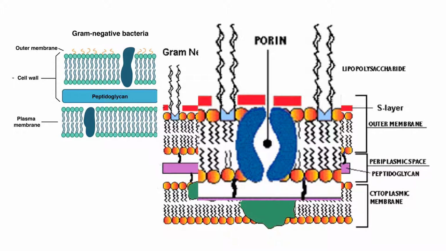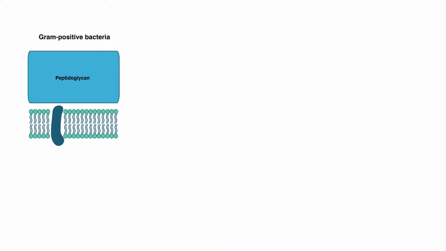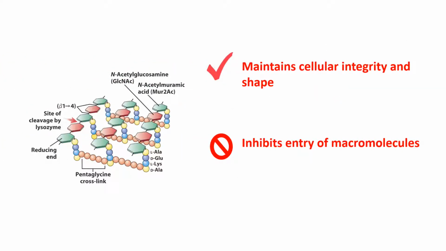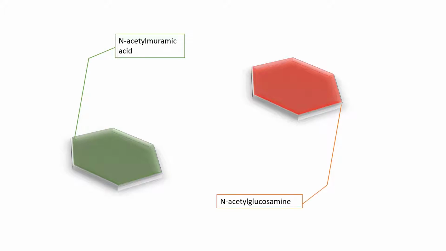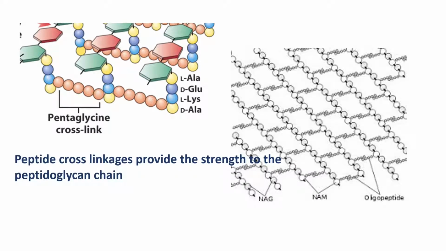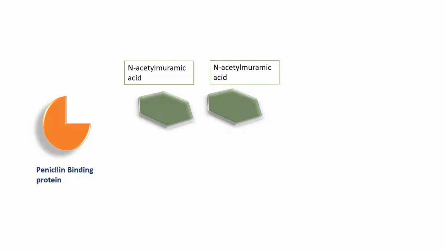Now, this peptidoglycan is the site of action of penicillin. This peptidoglycan is a complex cross-linked polymer of polysaccharides and polypeptides. It is very important for maintaining cellular integrity and the shape of bacteria, and it prevents macromolecules from entering the bacterial cell. This peptidoglycan is composed of N-acetylglucosamine and N-acetylmuramic acid sugars. The characteristic strength of peptidoglycan comes from the peptide cross-linkages that are responsible for the net-like formation of peptidoglycan, which provides strength to this layer. These peptide cross-linkages occur between N-acetylmuramic acid residues.